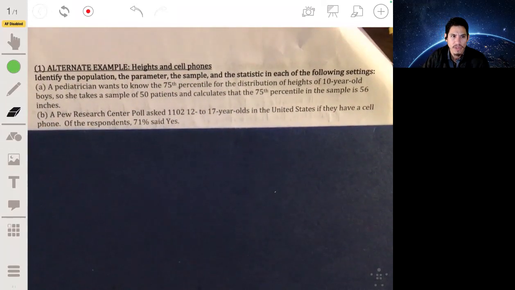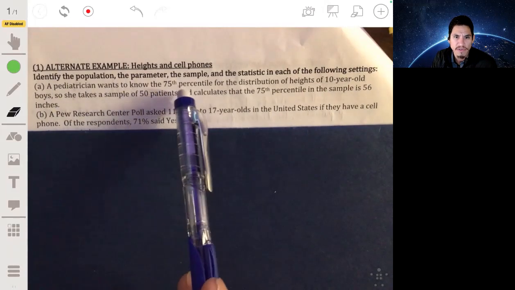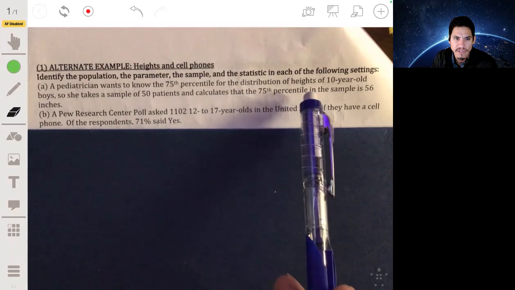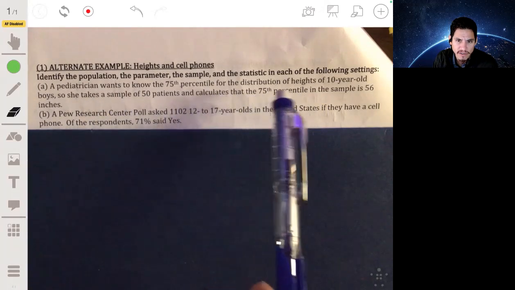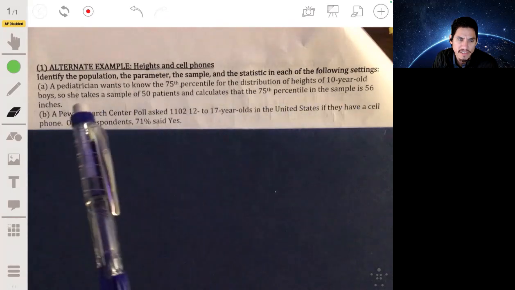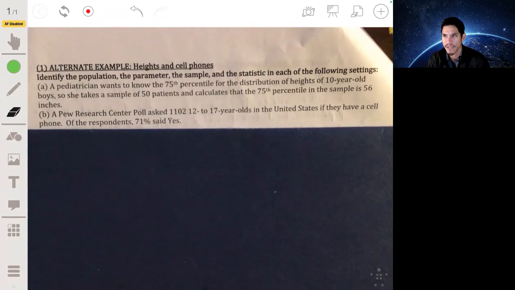In the first scenario, we have a pediatrician who wants to know the 75th percentile for the distribution of heights of 10-year-old boys. She takes a sample of 50 patients and calculates the 75th percentile, and the sample value is 56 inches. Go ahead and try this problem first on your own. Pause the video, and when you think you know the answers, unpause it and check with me.